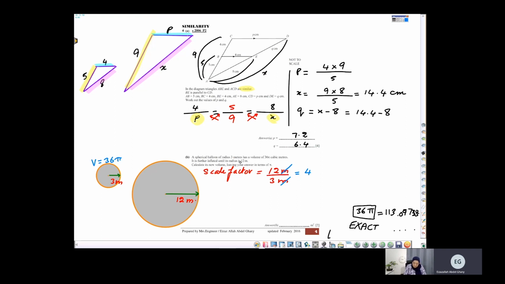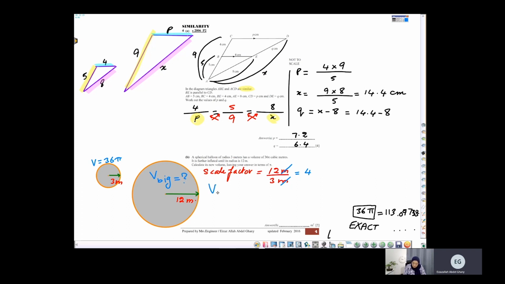It's further inflated until the radius is 12. I intend to read the question once and twice and thrice until I concentrate, and all the students must do the same thing. Don't be in a hurry. Read it once, twice, and thrice until you know all the information and organize your ideas. You'll get the full mark. So calculate the new volume, leaving your answer in terms of pi. So you need to find the volume of the bigger one.